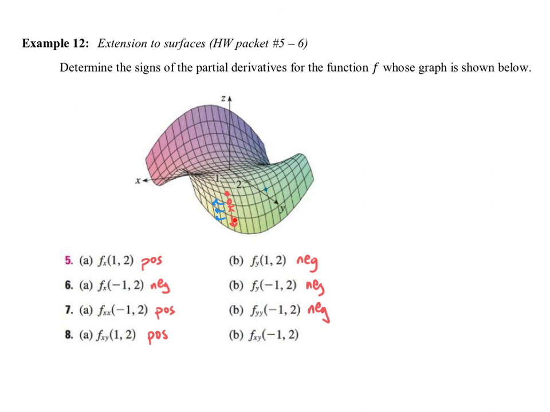You're traveling in the positive y, but you're looking at the surface as you look in the positive x direction, and that surface is getting steeper and steeper in the positive direction, which means that second derivative is positive.